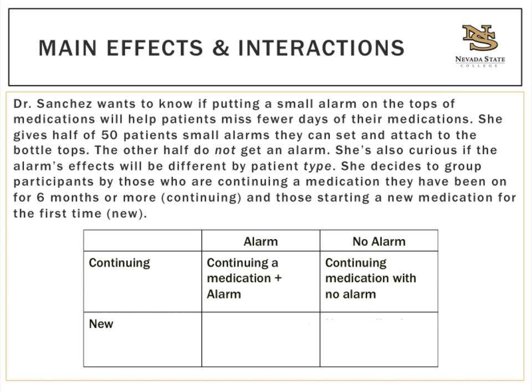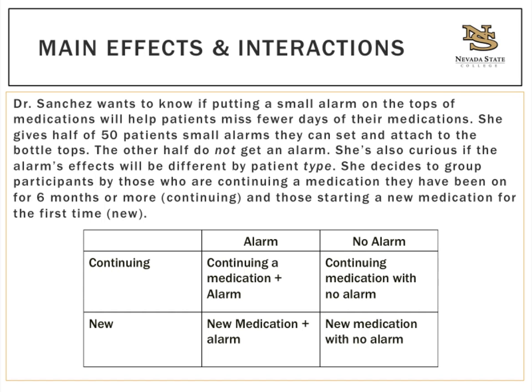In addition, we have some people who are starting a new medication who've never taken it before, and they also get a new alarm. So they're getting 2 new things. They're getting a new medication as well as an alarm. And the last group has a new medication, but they do not have an alarm. Okay, so we have these 4 distinct groups.